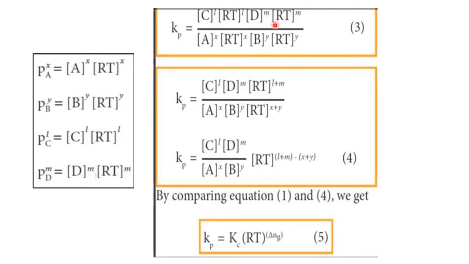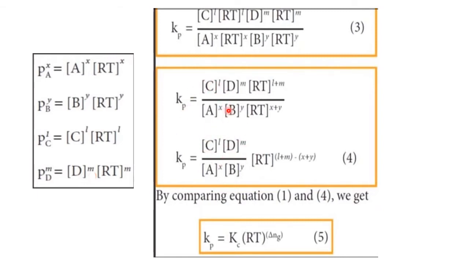Okay, so RT power L plus M divided by RT power X and RT power Y, so we can add these two, meaning RT power X plus Y. So A power C power L into D power M divided by A power X into B power Y, this is in the form of Kc. Kc form.